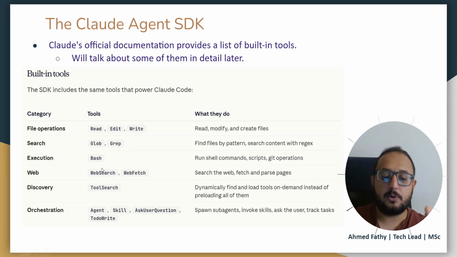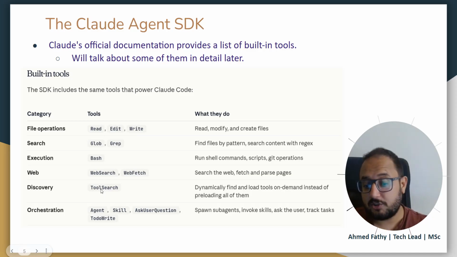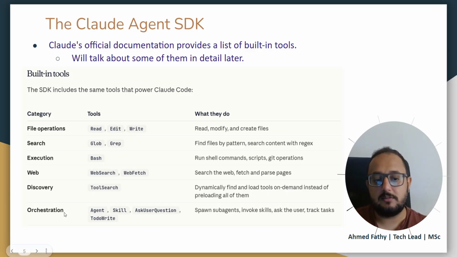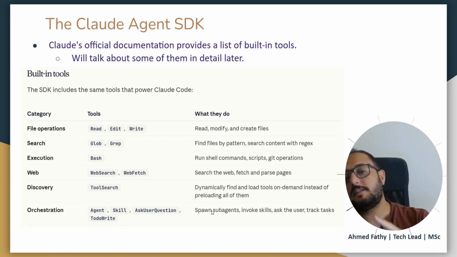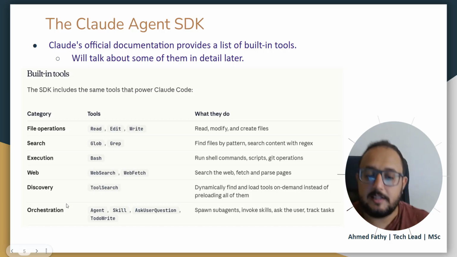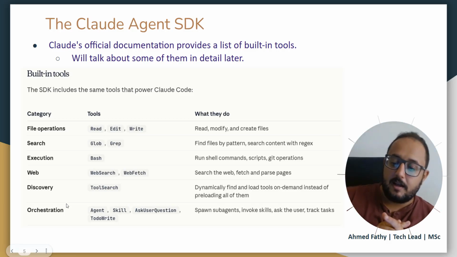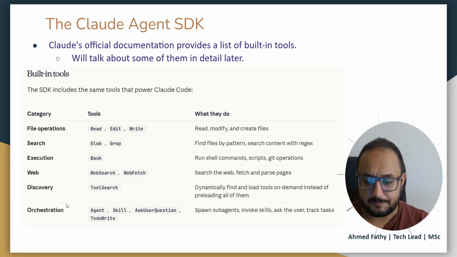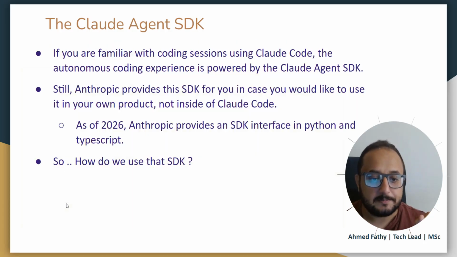You also have web tools for web search and web fetch to search the web and fetch pages. You have tool search tools, to dynamically find and load tools on demand instead of preloading all of the tools. And then you have some orchestration category tools like agent and skill, ask user question and to do write. So for example, if you would like to spawn some sub-agents and every sub-agent can do something different, you use the agent tool that is again built in and provided to you by Anthropic, and we will talk about sub-agents extensively later on in later questions. And we'll also talk about skills extensively.